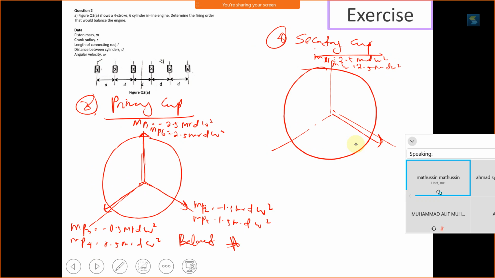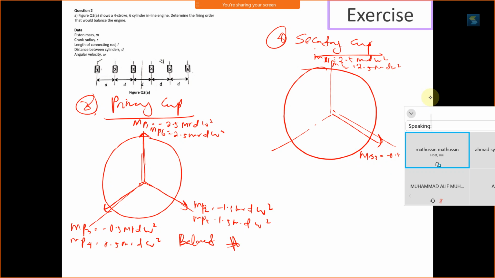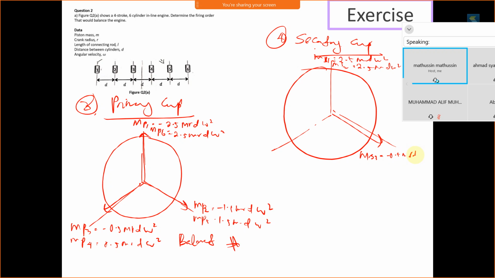And this one is number 3. Number 3 dia terbalik ni je. So MS3 is negatif 0.5 MRD omega square, and MS4 is 0.5 MRD omega square, and this is MS2 negative 1.5 MRD omega square. MS5 is 1.5 MRD omega square. So yang ni pun balance kan? So tak ada nilai yang tak balance. All the force and couple are balanced.